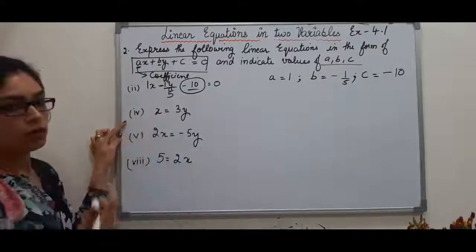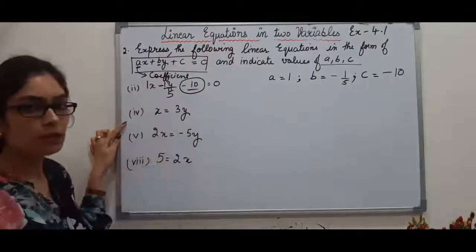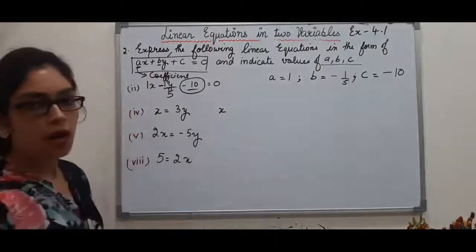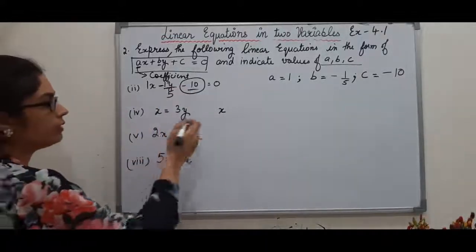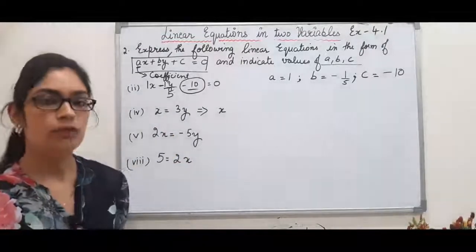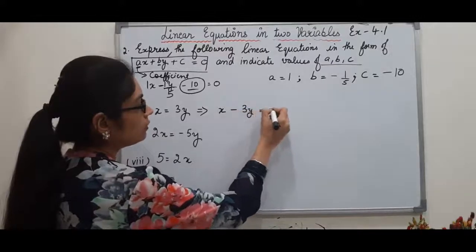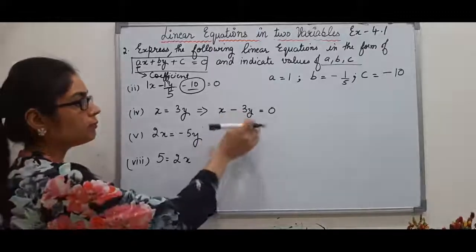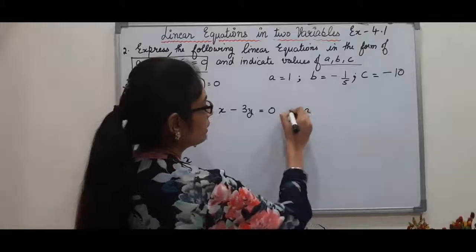First of all, we have to express it in this form, x is equals to 3y. So we have to shift all the things on the left hand side of the equation. This 3y will also shift to this side, which means x plus 3y, if we change its side, will be changed to minus 3y. So x minus 3y, and on this side nothing is there, which means 0 is there. So x minus 3y is equals to 0. Let's write the values of a, b and c.